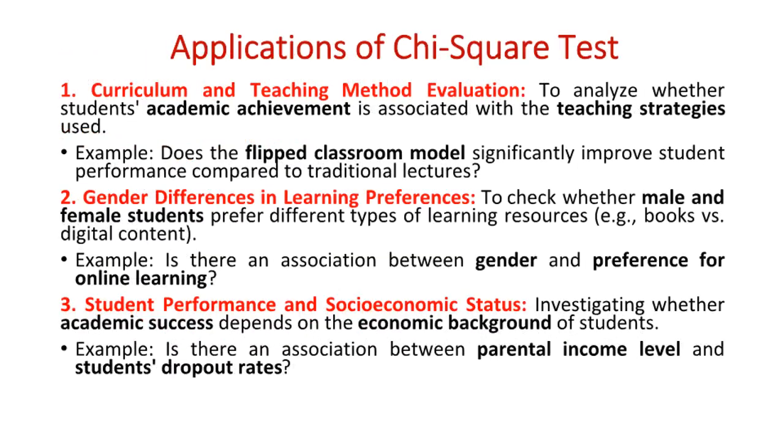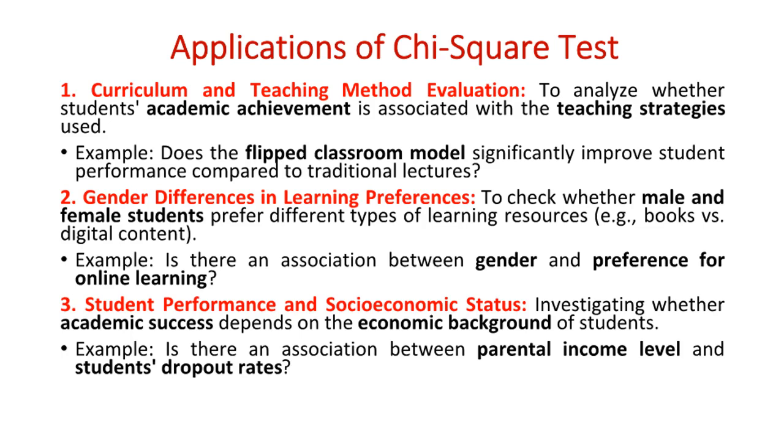Applications of chi-square test. 1. Curriculum and teaching method evaluation to analyze whether students' academic achievement is associated with the teaching strategies used. Example: does the flipped classroom model significantly improve student performance compared to traditional lectures?